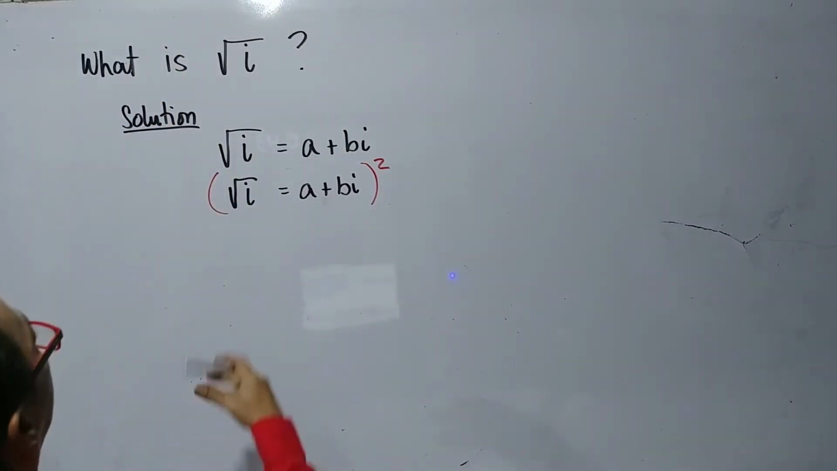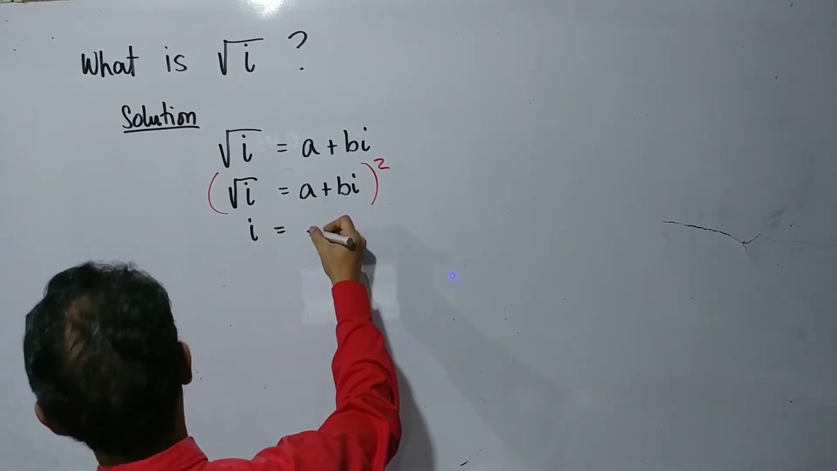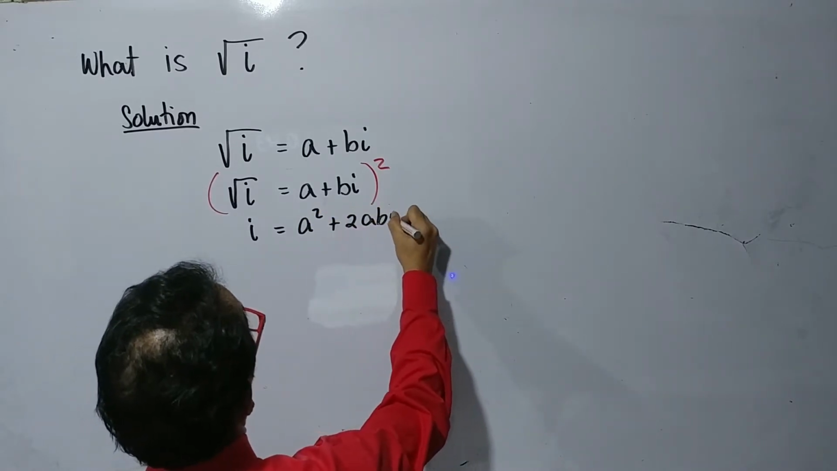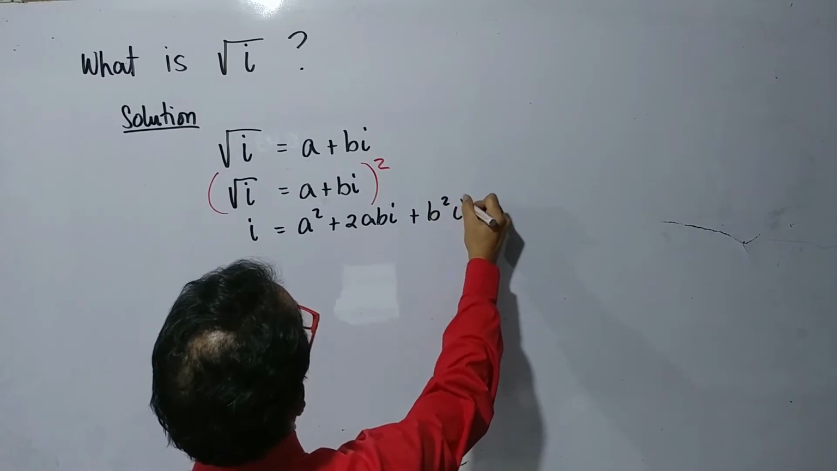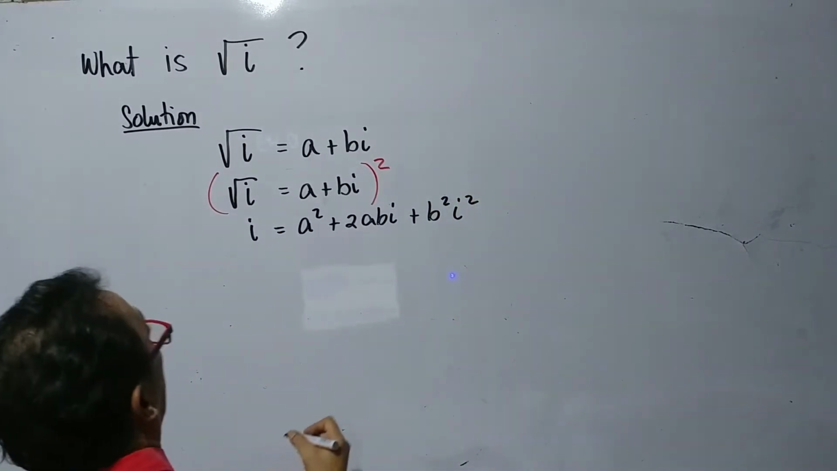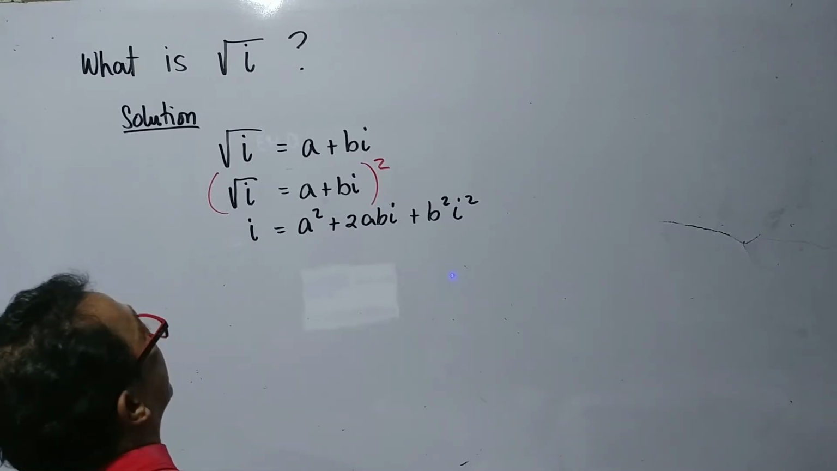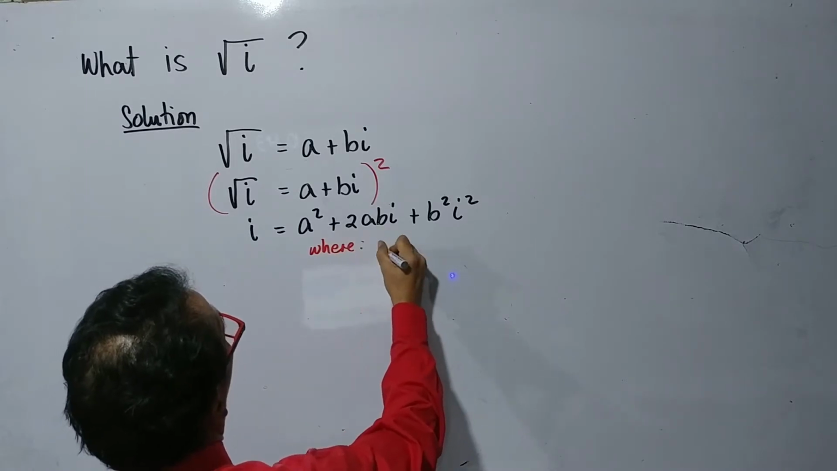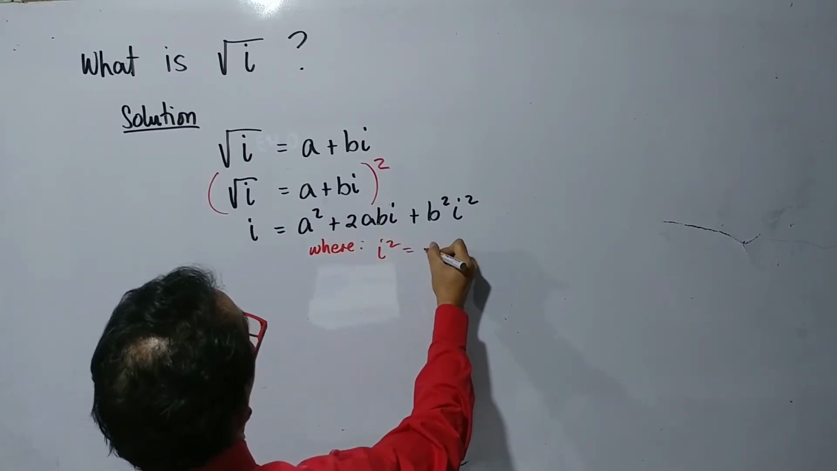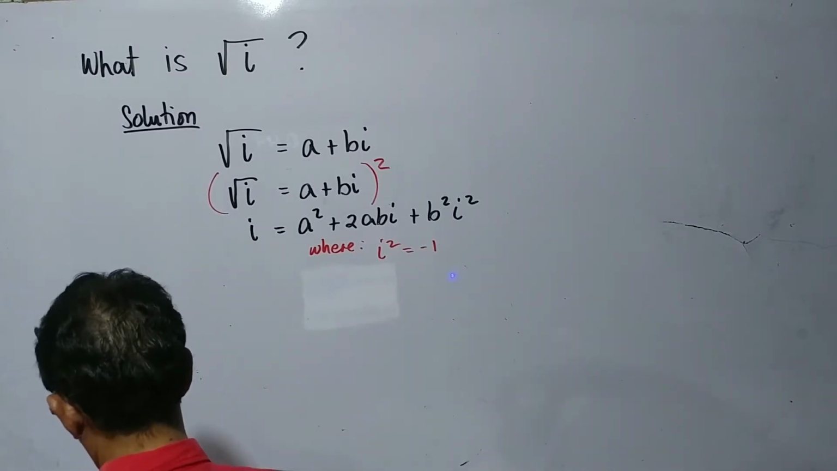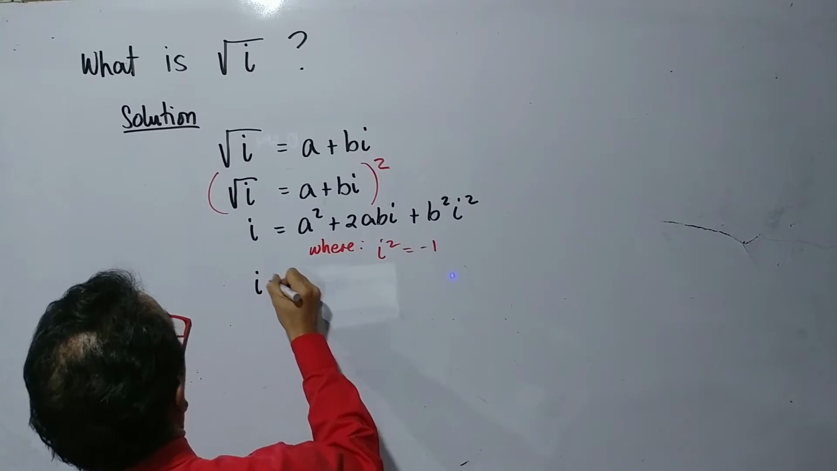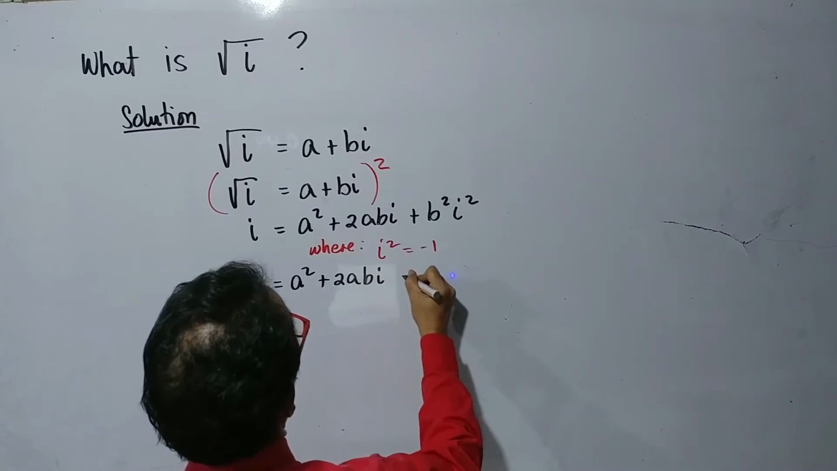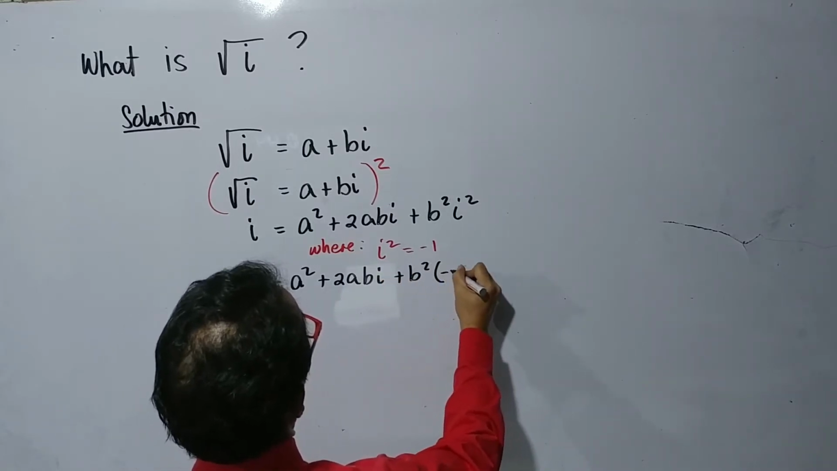So we have now i is equal to a square plus 2abi plus b square i square. We have to remember always that i square equals negative 1. So we have now i is equal to a square plus 2abi plus b square times negative 1.